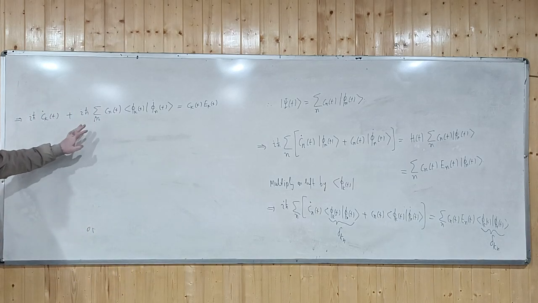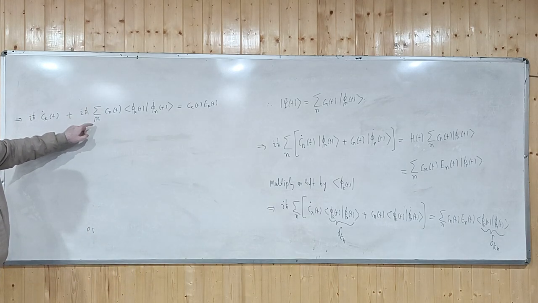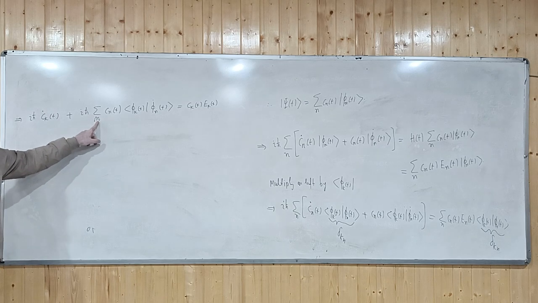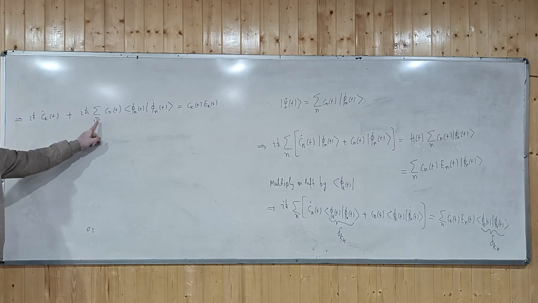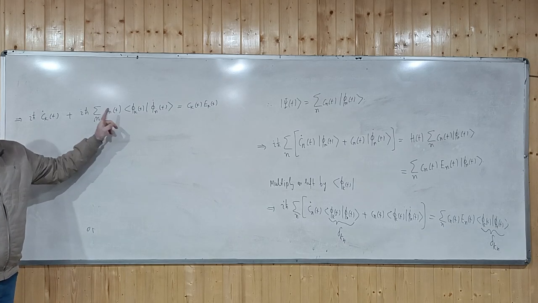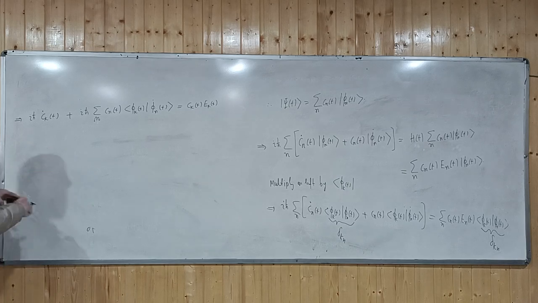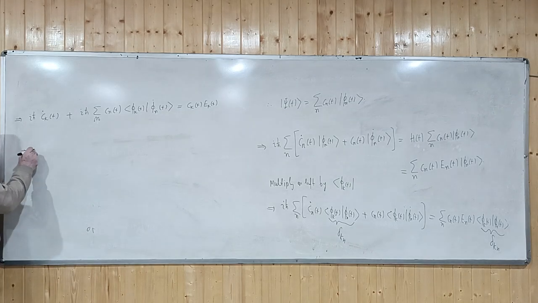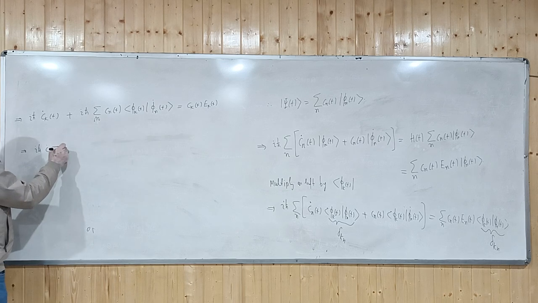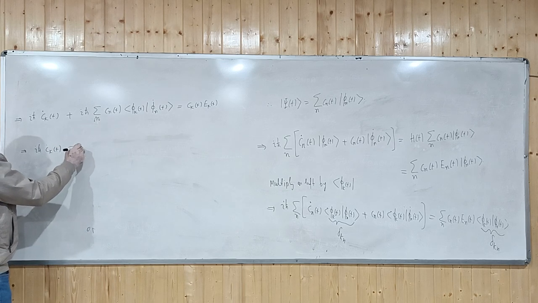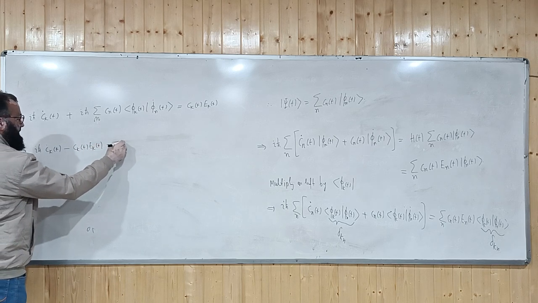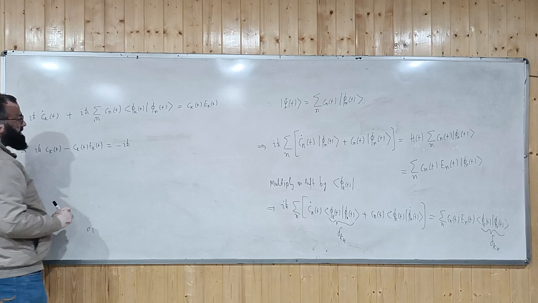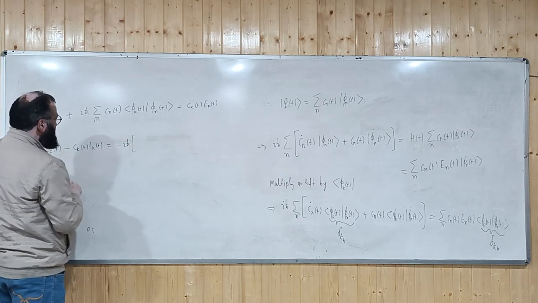Got it? So now what I will do here, since this n goes over all the states available in the basis set, clear? So this n can be equal to k as well. So I will take that term out. So I'll put it like this, iħ c dot k of t. Let me bring that term c_k of t e_k of t on this side. So that is minus iħ.